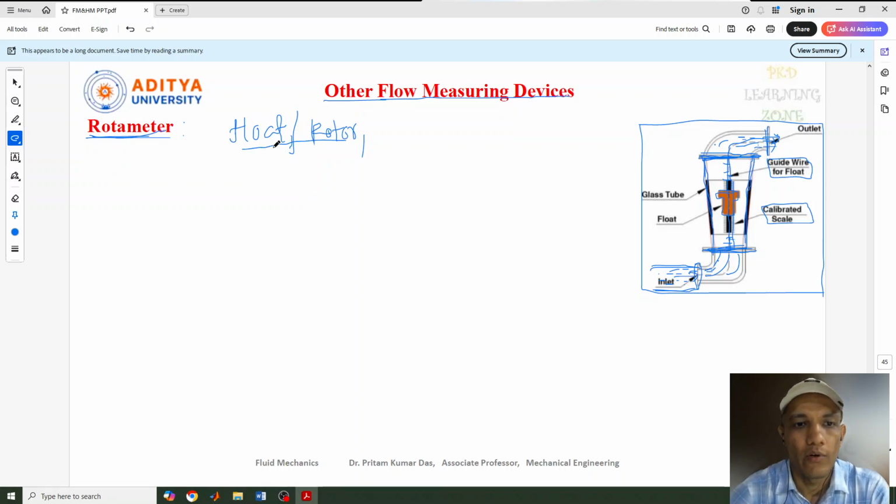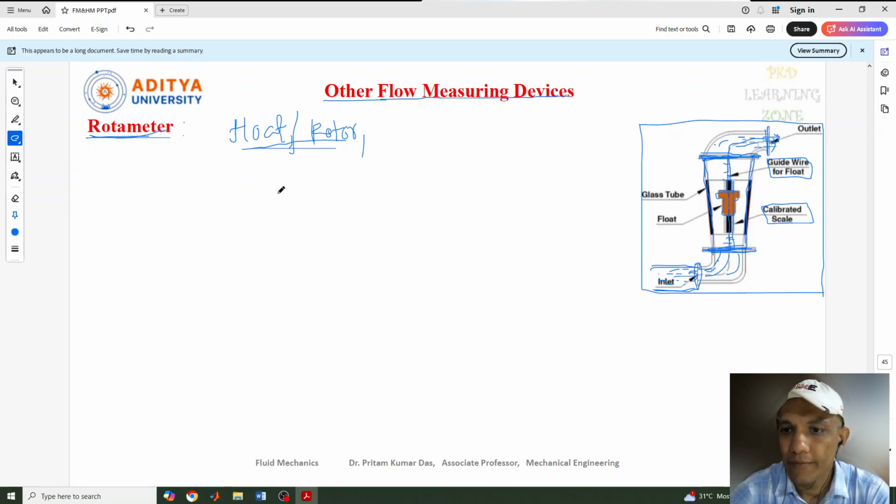Now, this rotameter is also called an area meter. As I told you, it consists of a transparent, vertical and conical tube, which is vertically placed, and there is a float in it. This float floats in the liquid when there is fluid flow, otherwise it will be on the bottom side. So this is about the flow measuring device, the rotameter.